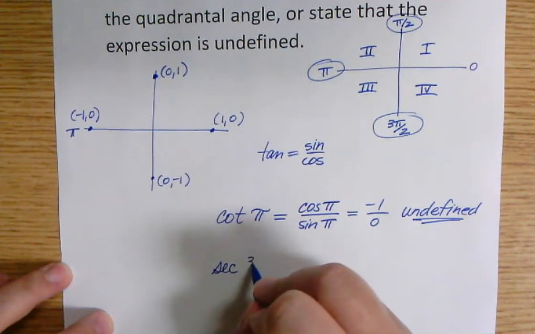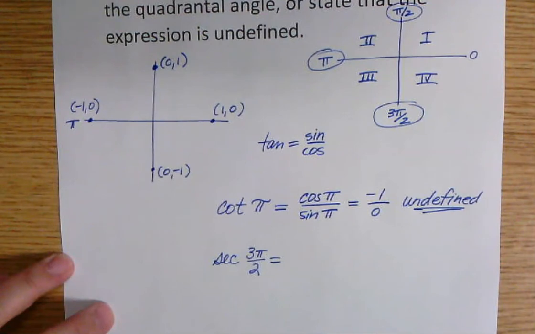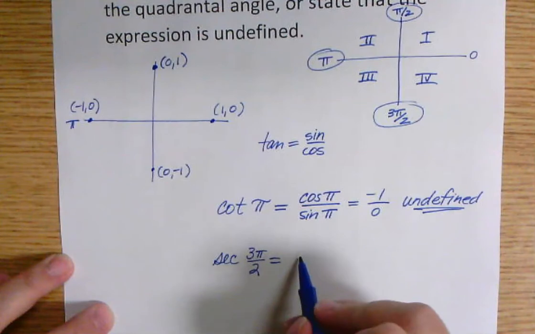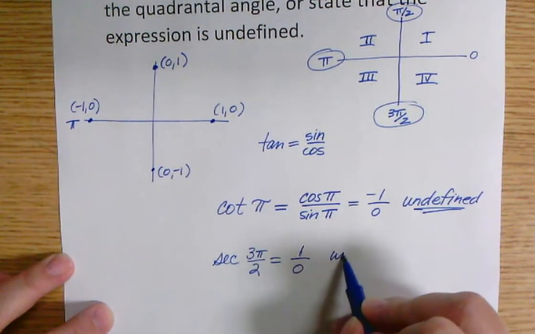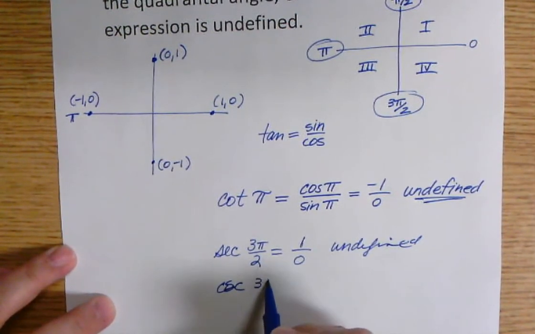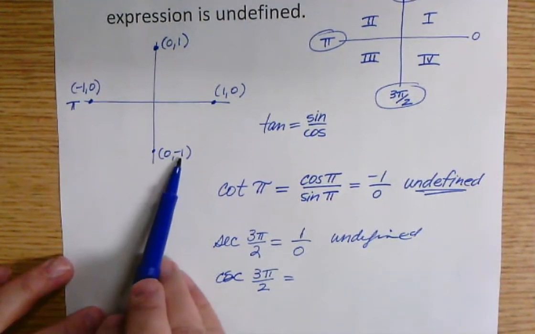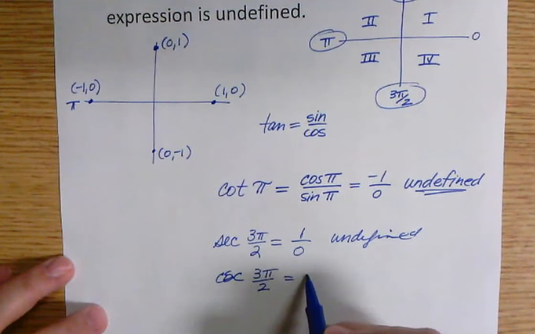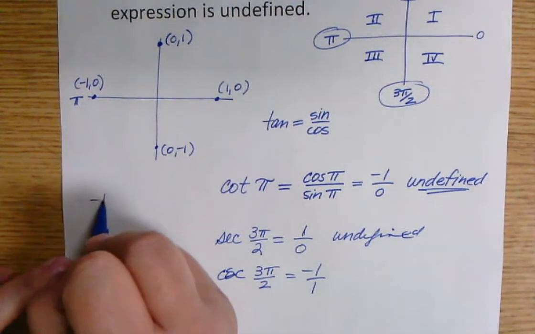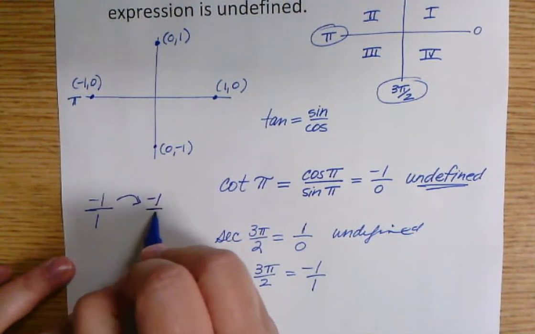Let's look at, how about, secant of 3 pi over 2. Okay, the secant is the reciprocal of the cosine. The cosine is 0. What's the reciprocal of 0? That would be 1 over 0. So again, it's undefined. What about the cosecant of 3 pi over 2? Cosecant, sorry about that. Now that is the reciprocal of the sine. If the sine is -1, the reciprocal of that is still -1. If you take a -1, which as a fraction is over 1, and we flip it, we get -1.